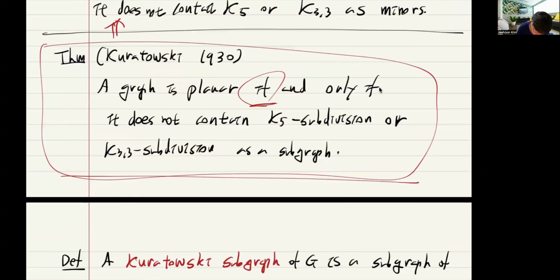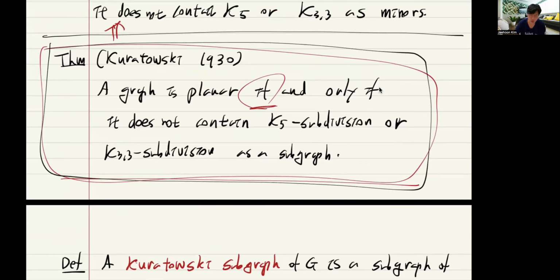And we want to prove this Kuratowski theorem. For that, roughly what we do is we use induction. We consider a minimal counterexample. If there is a counterexample, then we choose the minimal one in terms of edges, the smallest one. Then we get a non-planar graph where it does not contain K5 subdivision or K33 subdivision. So it does not contain a Kuratowski subgraph, but it is non-planar. And we want to show that such a thing does not exist.